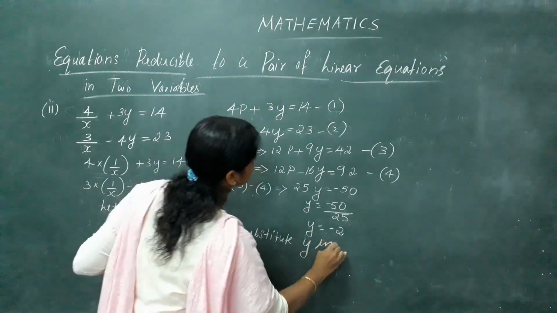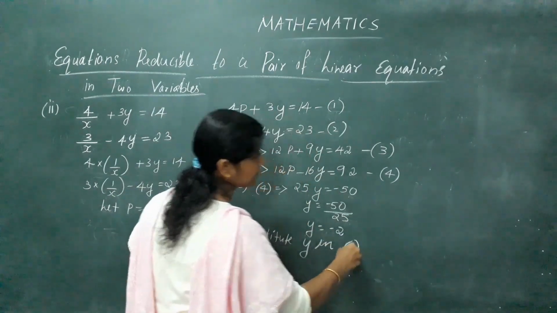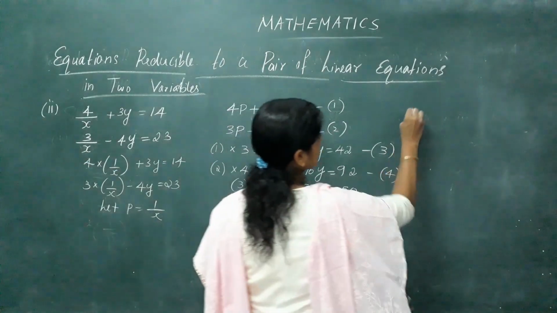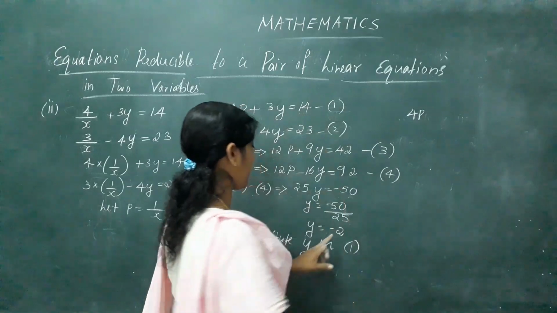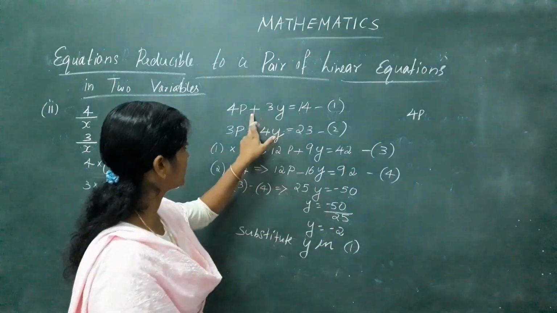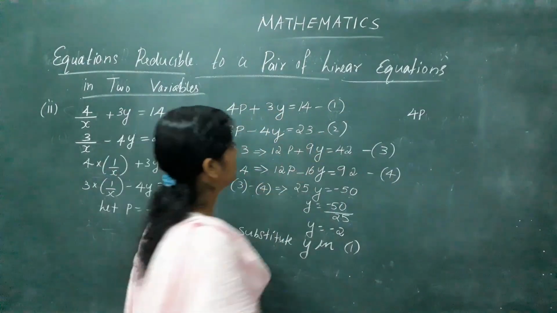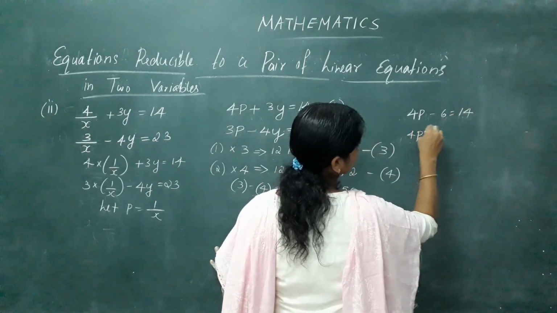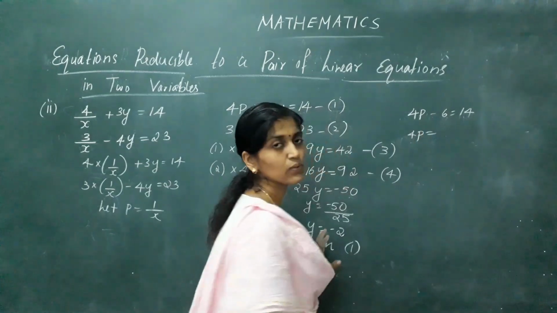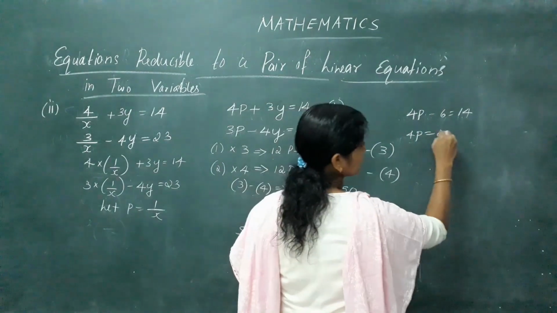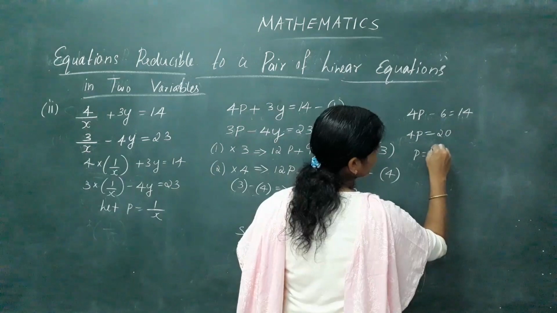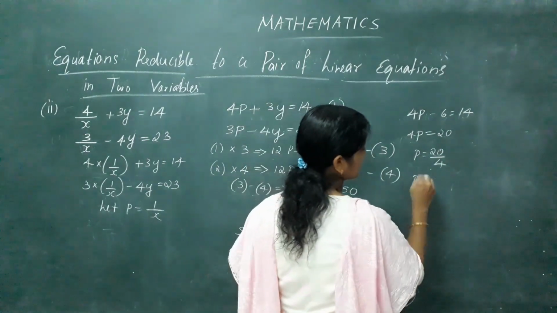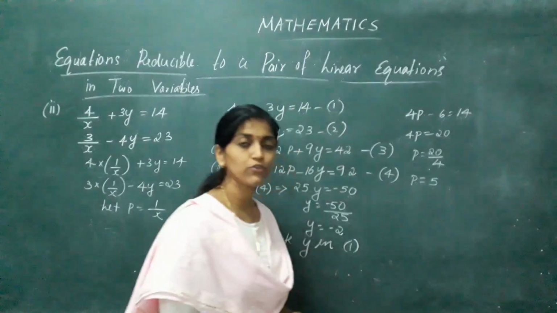In which equation will we substitute y? In 1. So when you substitute y in 1, you will get 4p. Now 3 into minus 2, that is minus 6. So this positive will become negative. That is minus 6 is equal to 14. 4p is equal to 14 plus 6, that is 20. p is equal to 20 by 4. Transposing 4, we will get p is equal to 5. Value of p is equal to 5.